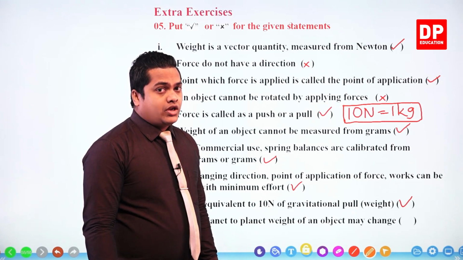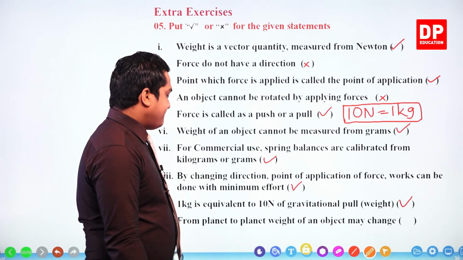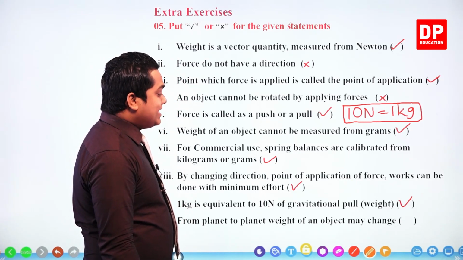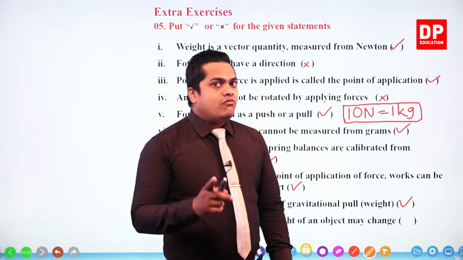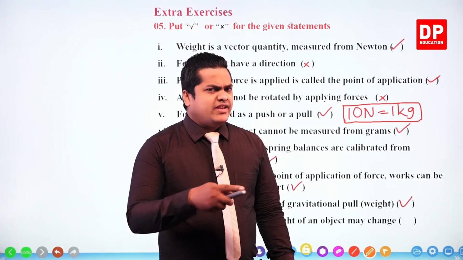It might get handy when you are working in your day-to-day life. From planet to planet, weight of an object may change.